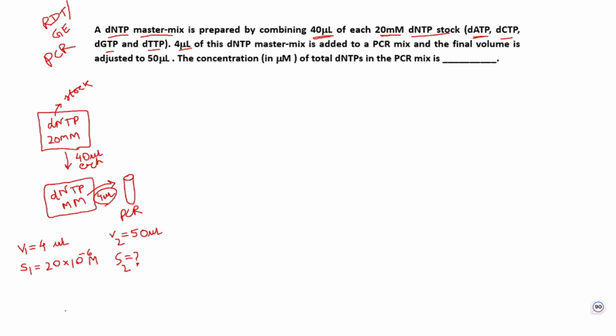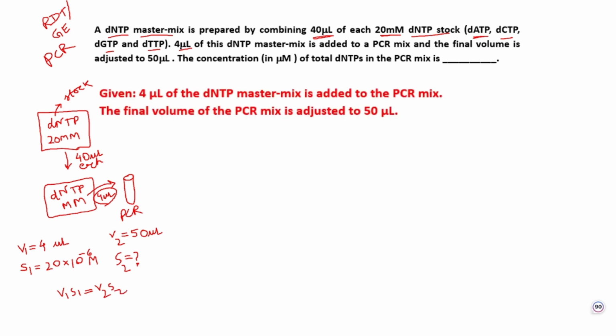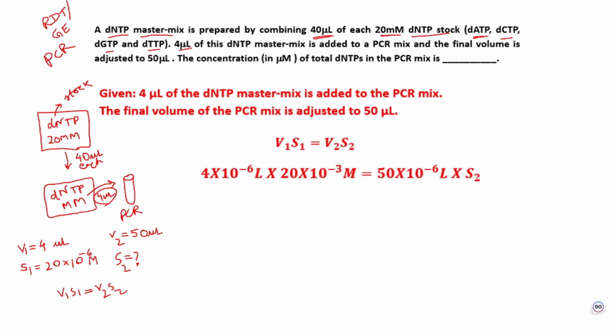So what will we use here? We will use the concept of V1S1 equals V2S2. We have V1, we have S1, we have V2. We just need to calculate S2. These are the things that are being given to us: 4 microliter of each dNTP master mix was added, and the final volume is adjusted to 50 microliter. So these are our V1, S1, V2, S2.